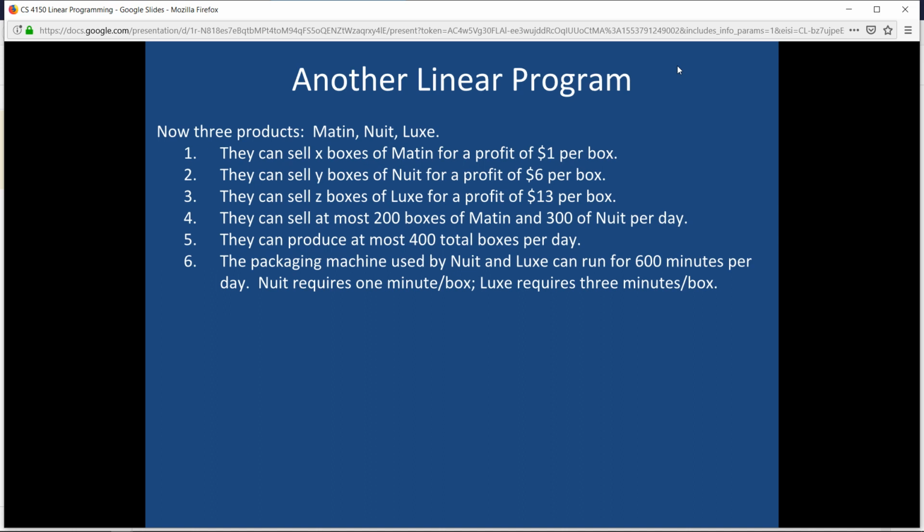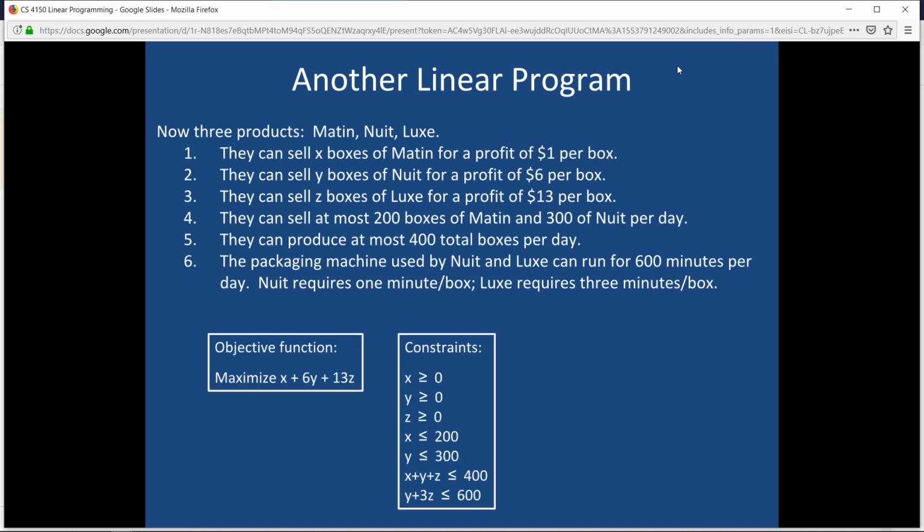So what are some of the constraints we'll see? What's the objective function? x plus 6y plus 13z. And then x, y, and z have to be greater than or equal to 0. What else do you have? What does number 4 give you? x is less than or equal to 200. y is less than or equal to 300. x plus y plus z is less than or equal to 400. And y plus 3z is less than or equal to 600. So those are our constraints. So there's the linear program, and we could run that through LPSolve and get a solution there as well.